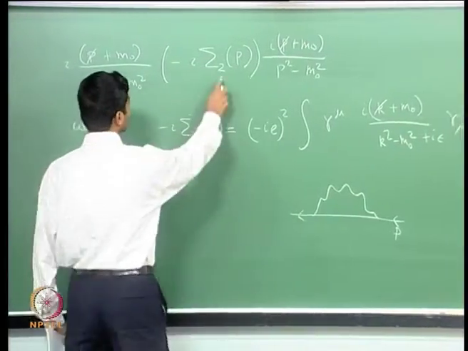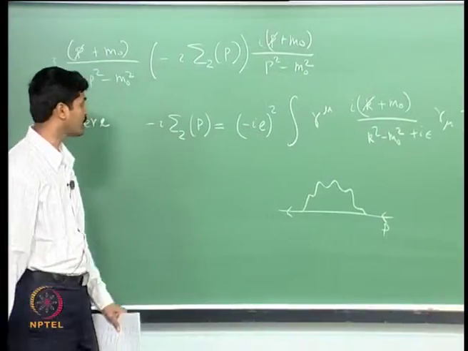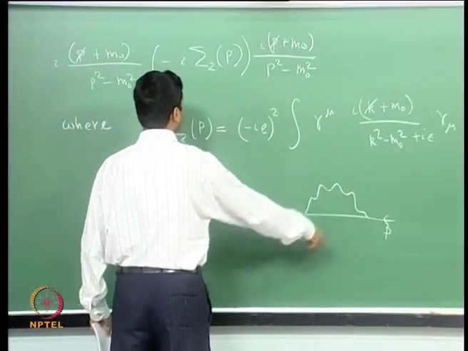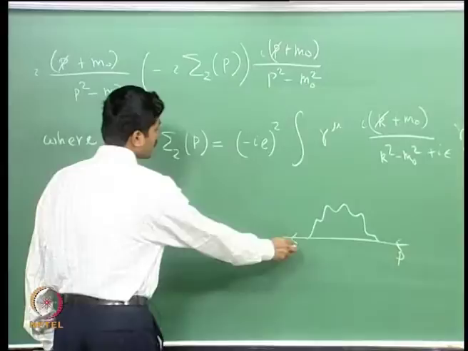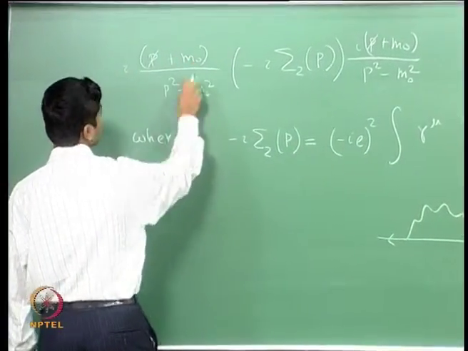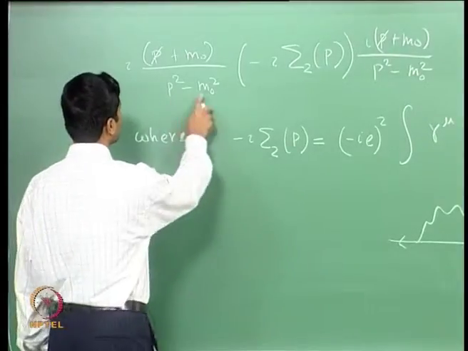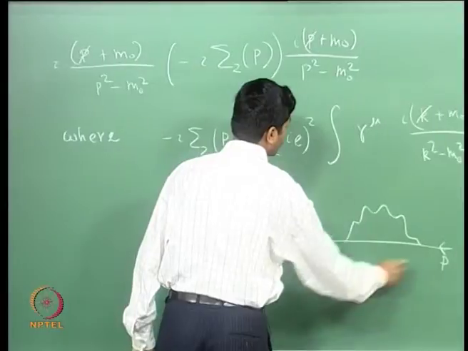The 2 here appears because it is e squared, and it is one loop contribution, that is why this factor 2 is here. And then there is this fermion propagator, which is again given by i times p slash plus m0 divided by p square minus m square. This i sigma 2 is the contribution from this loop.